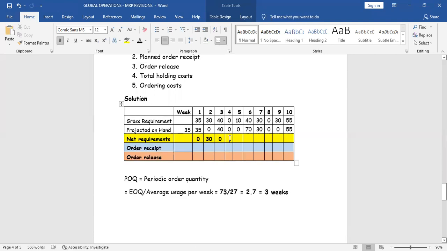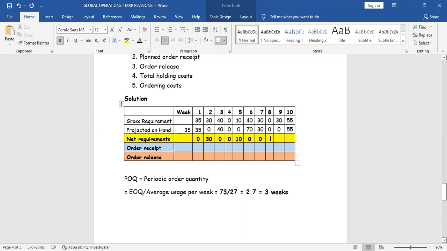In week 4, the gross requirement is 0, and the projected on hand is 0. We require nothing. In week 5, what we require is 10. Projected on hand is 0. We need 10. In week 6, the gross requirement is 40. We already have 70 on hand, meaning we will not need anything. Because we already have the 70 is able to cater for the gross requirement of the 40. In week 7, we require 30, and we have projected on hand 30, 0 here.